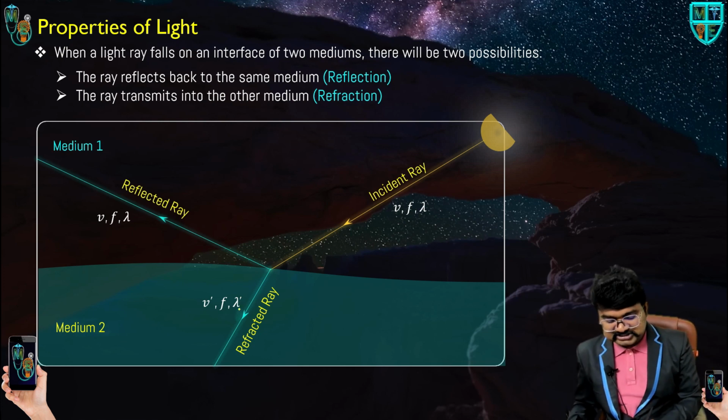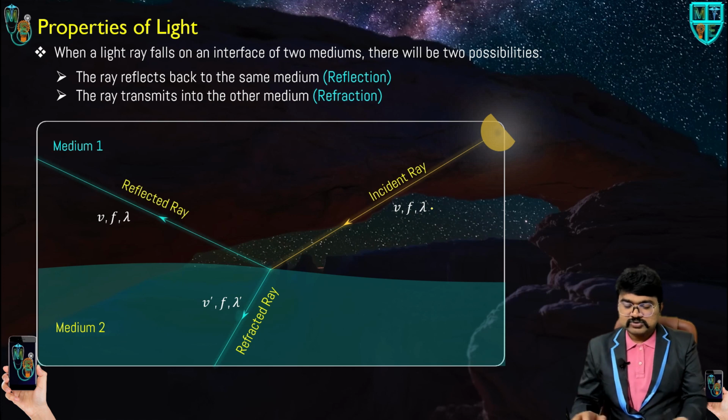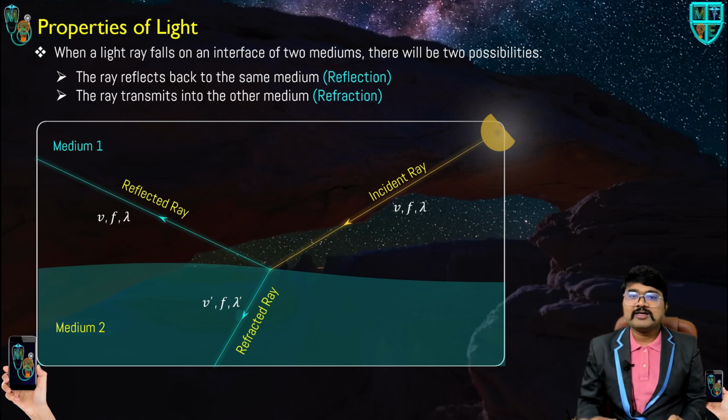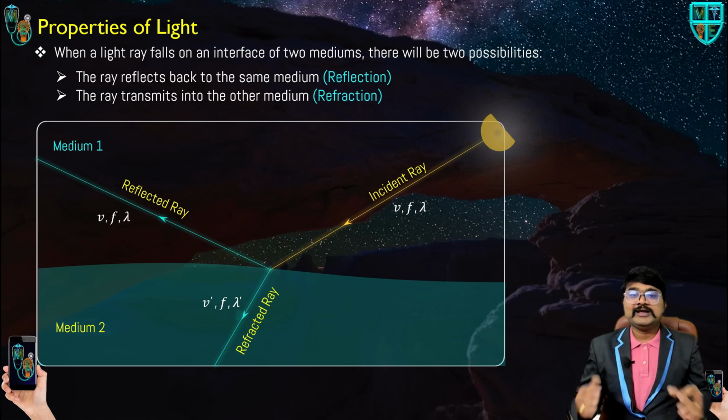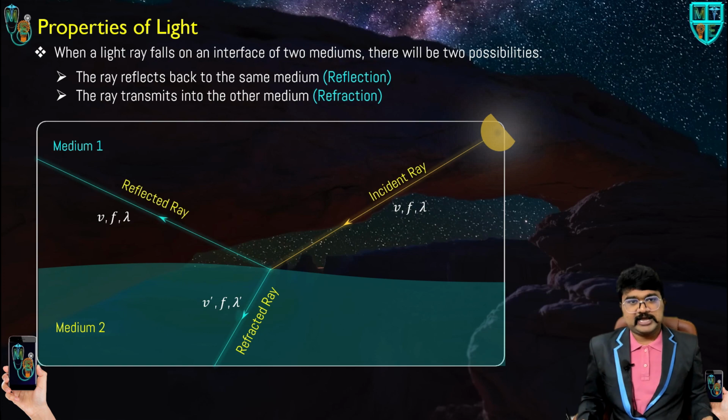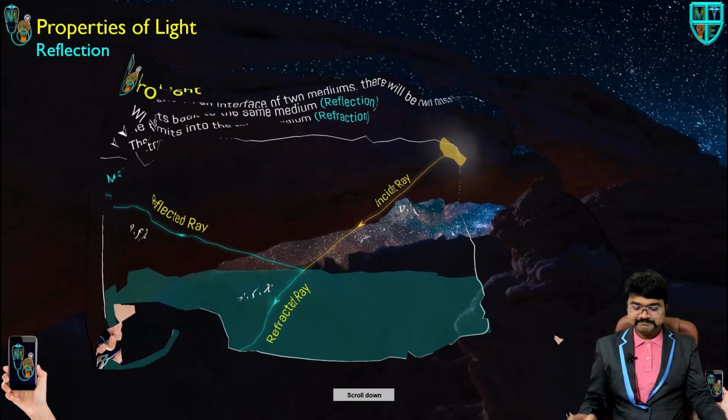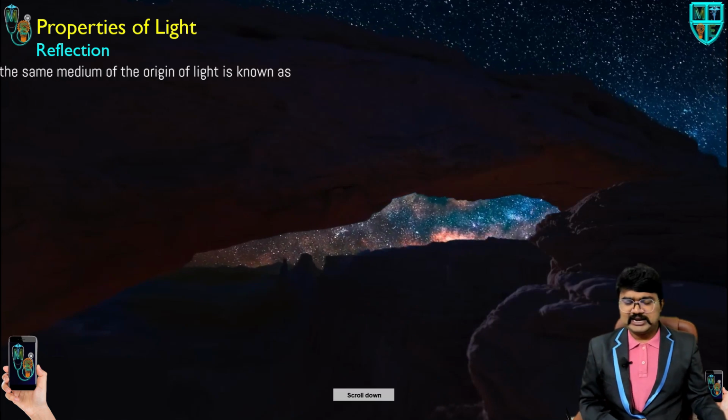So here V dash and lambda dash for the refracted ray, and V and lambda for the incident ray. In case of the reflected ray, velocity, frequency and wavelength are not changing. They are the same as the incident ray. But in case of the refracted ray, the velocity and wavelength both change. They are not the same as the velocity and wavelength of the incident ray. You can clearly see this here. Now we can discuss this in detail.